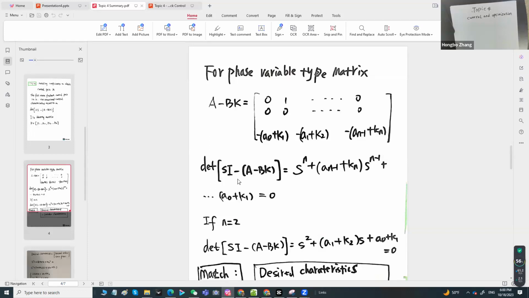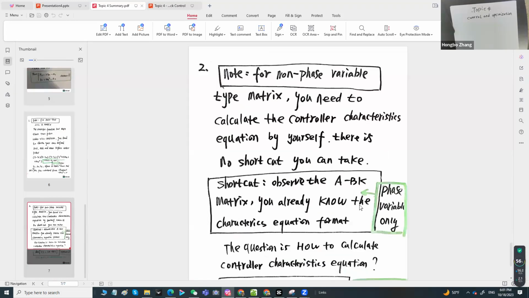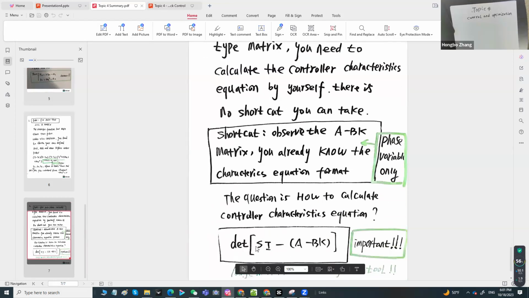You don't calculate the determinant. You just apply the last column and the first column here. Unfortunately, if you formulate it in a different form, like control, mechanical, parallel or cascade, you cannot use this anymore. You have to calculate it from scratch. Clear, everyone? If it's phase variable, you have a shortcut. Good luck. But if not phase variable, sorry, calculate the determinant.